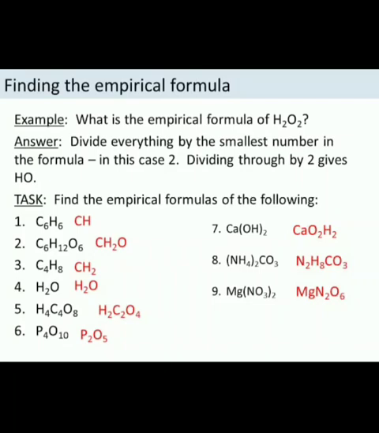The next one, Ca(OH)2, calcium hydroxide, that equals CaO2H2. Like this, (NH4)2CO3, that is ammonium carbonate, that equals N2H8CO3. And magnesium nitrate, Mg(NO3)2, that equals MgN2O6. So like this you have to calculate the empirical formula from the molecular formula.